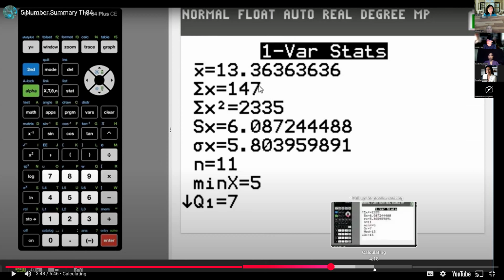Okay. Then when you're scrolling down, you will find the minimum, Q1, median, Q3, maximum. All the five number summary are here.